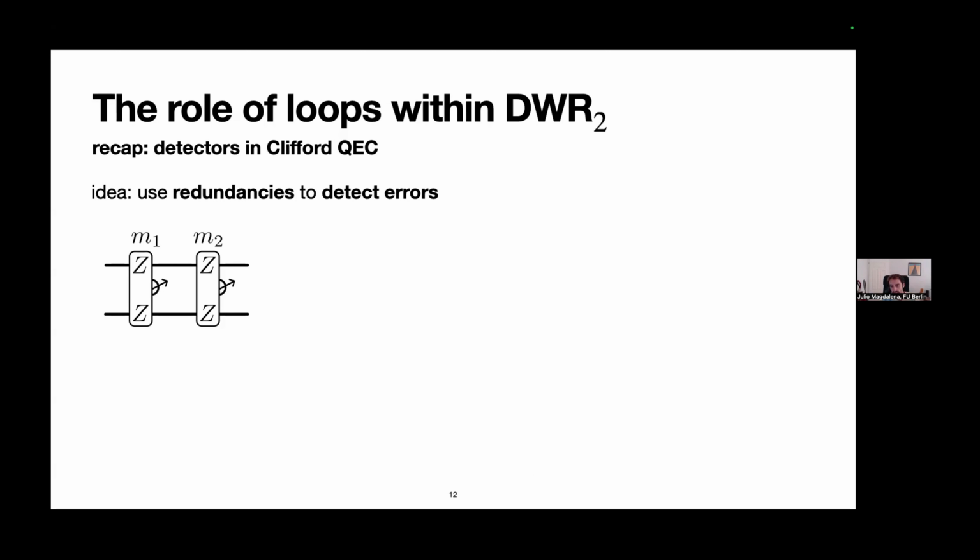The way you usually think of error detection in any active error correction scheme is that we use redundancies within circuits to detect certain errors. So assume you perform the same measurement twice, then you would assume that if the circuit ran as you expect, the second measurement outcome should be totally correlated to the first one. In particular, there should be a linear constraint of this form, M1 plus M2 equals 0 modulo 2. And we can actually use this constraint to detect errors.